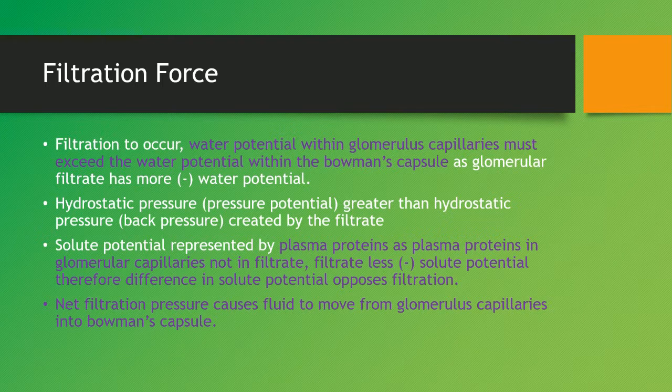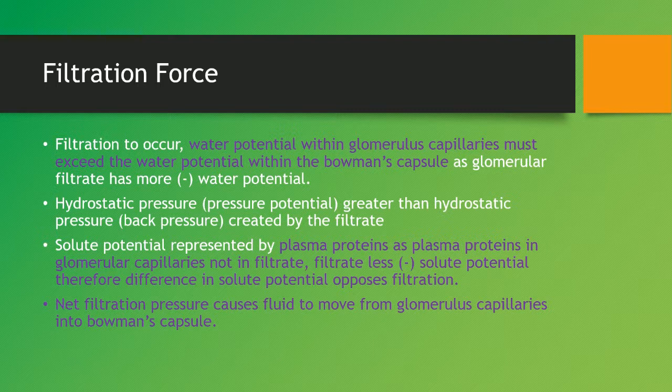Now we're going to talk a little bit about the filtration force. For filtration to occur, the water potential within the glomerulus capillaries must be higher than the water potential within the Bowman's capsule. This is because the glomerular filtrate will have a more negative water potential. So the glomerulus should be maybe minus 250, Bowman's capsule minus 100. Okay, you sort of get that.